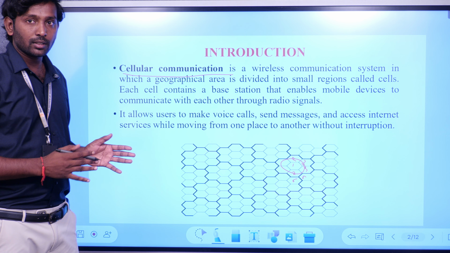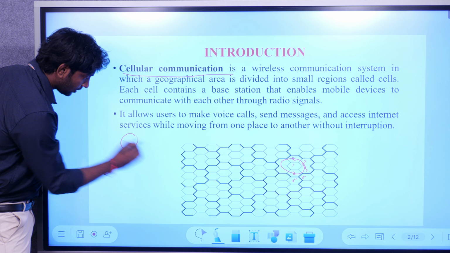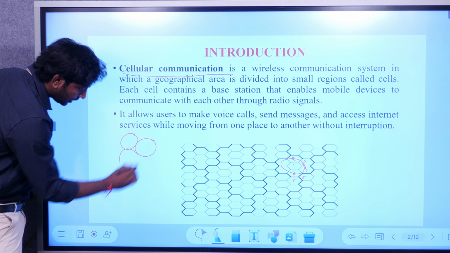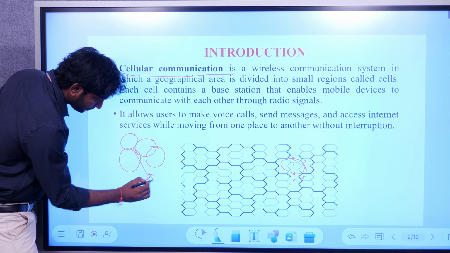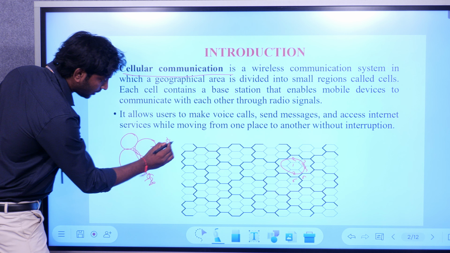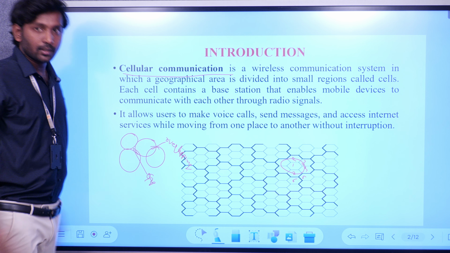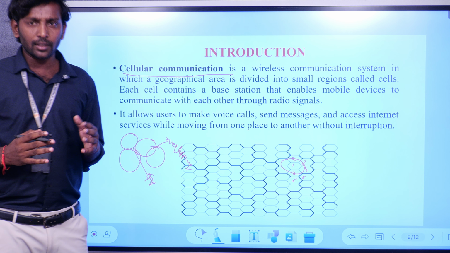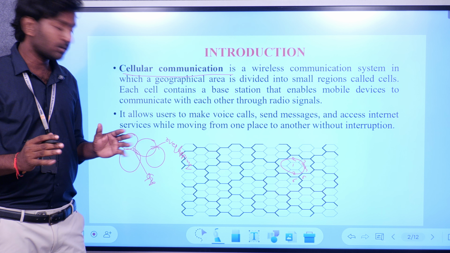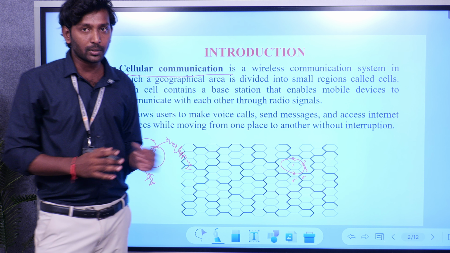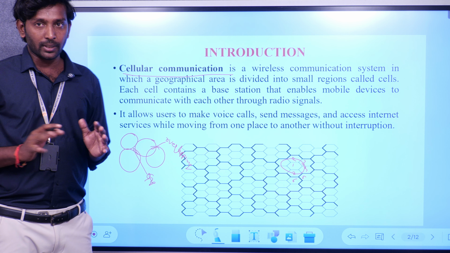Why do we consider hexagonal shaped cells? Suppose we consider circular shapes. In these circular shapes, there is a gap and signals will be overlapping. In communication terms, if any two signals overlap, there will be interference. In this gap, there are no signals. So that's why we consider hexagonal shaped cells. Hexagonal shaped cells will cover the entire geographical area of free space.